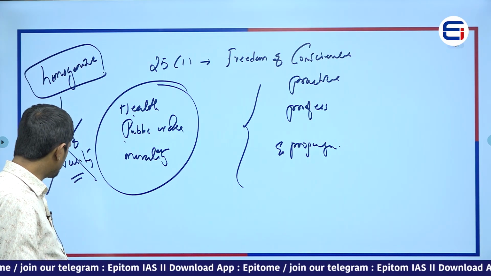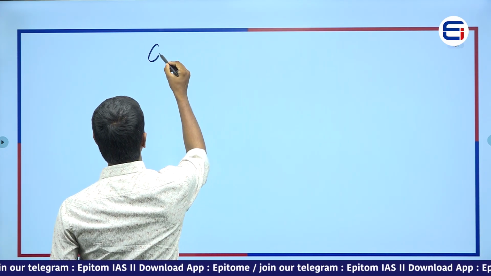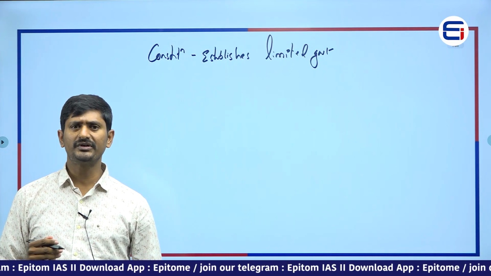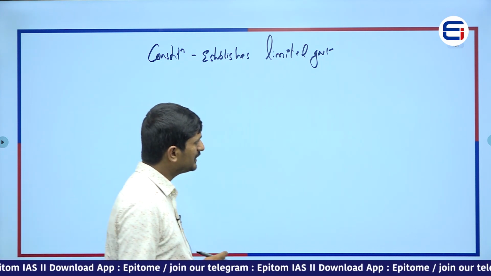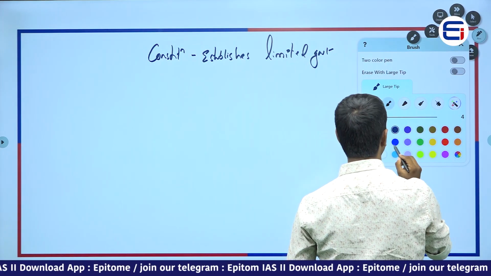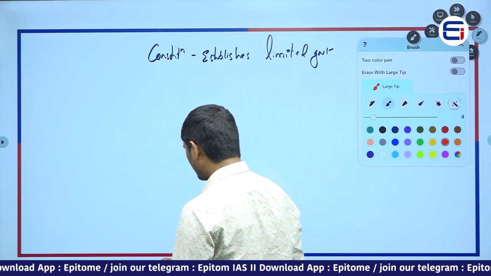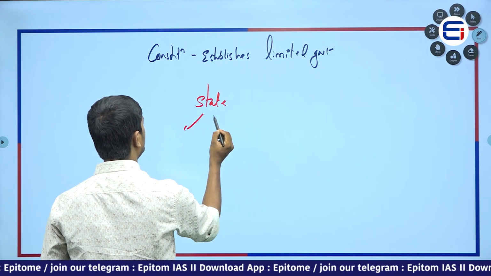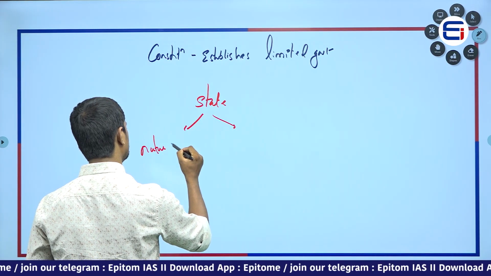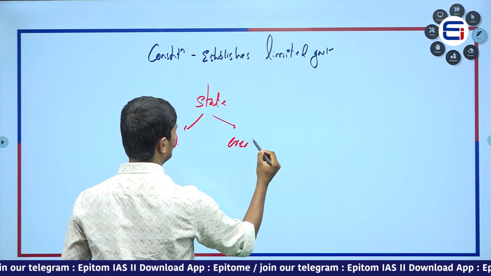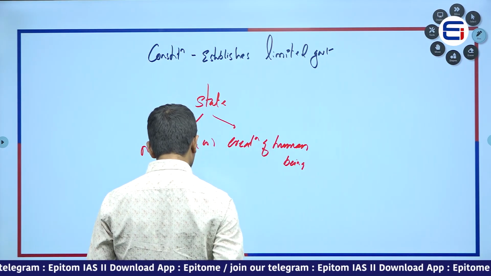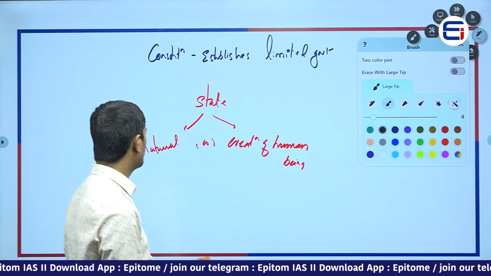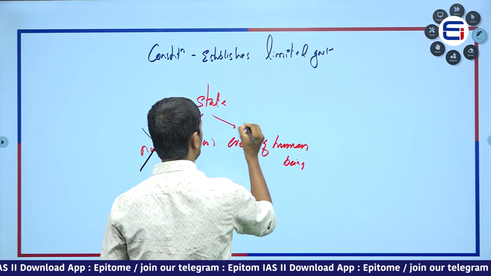Next, coming to number 2. What is number 2? The constitution establishes limited government. The constitution establishes limited government. You must understand whether the state is natural or is it created by human beings. I am asking you whether the state is natural or a creation of human beings. So naturally, what should be your answer? The state is not at all natural. It is the creation of human beings.